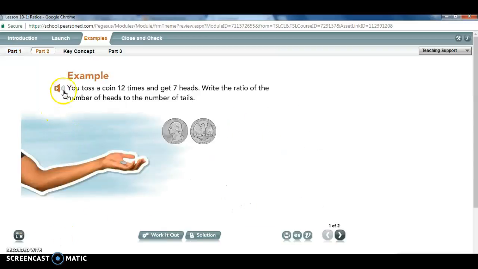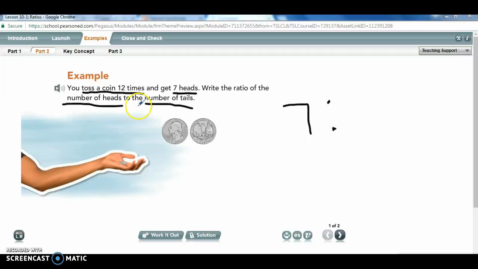Moving on to part 2. You toss a coin 12 times and get 7 heads. Write the ratio of the number of heads to the number of tails. So you toss a coin 12 times, you get 7 heads, and I want to write a ratio of the number of heads to the number of tails. So the first number in my ratio is going to be number of heads, which I know is 7. I can write my colon.